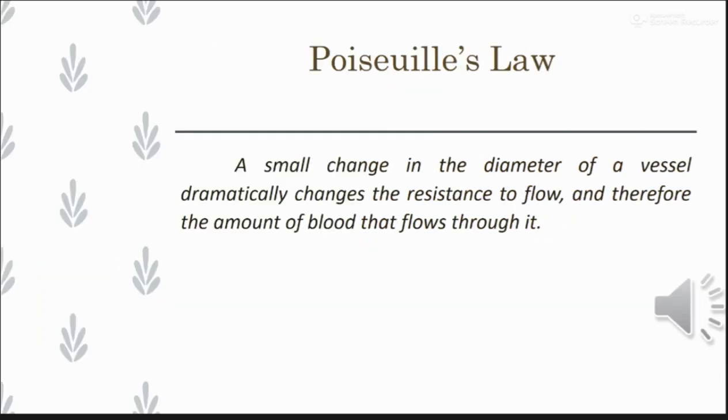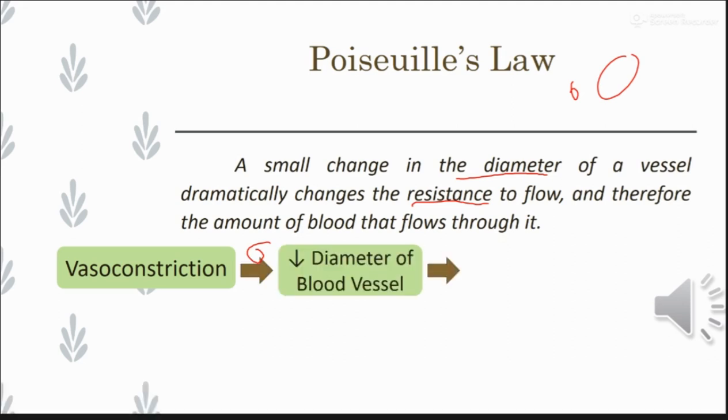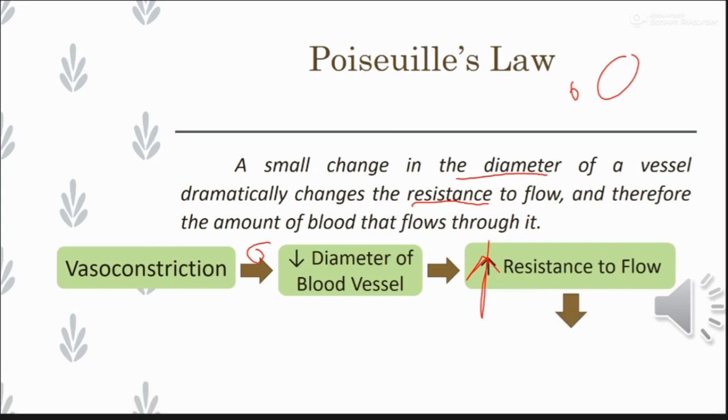So we have Poiseuille's law. It says that a small change in the diameter of a vessel dramatically changes the resistance, and therefore the amount of blood that flows through it. If there is vasoconstriction, the diameter becomes smaller, so there will be increased resistance to blood flow. Increased resistance, decreased blood flow. And if it's vasodilated, it's the opposite.